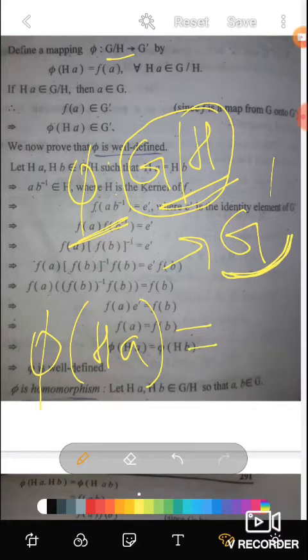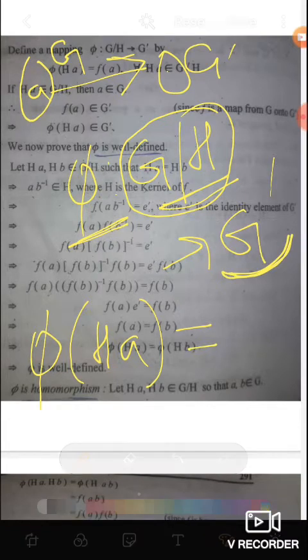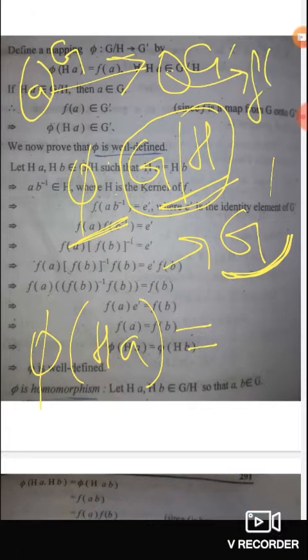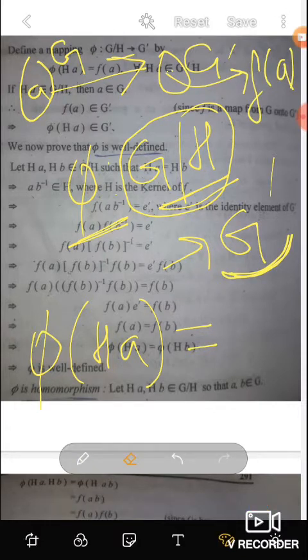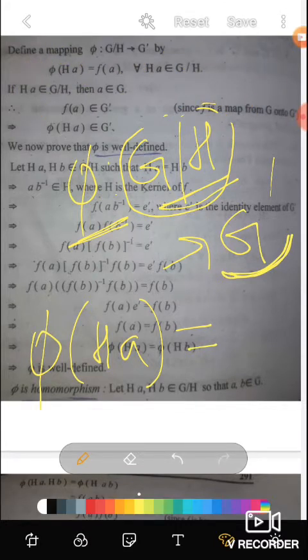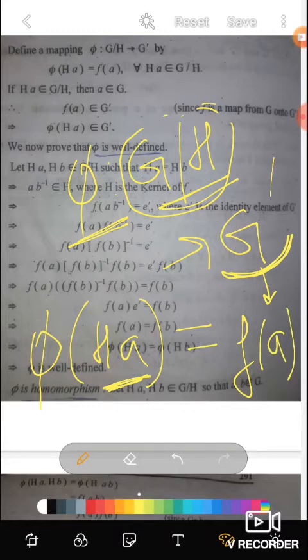Now we have to think what type of elements are belonging to G dash. Since we know that there is a function from G to G dash, right? If element a is belonging to the set G, then in G dash what type of element will belong? Here the element will be of the form f of a. Fine. So we can say that this Ha, the image of this element, is equal to f of a, right? In this way we will define the function.